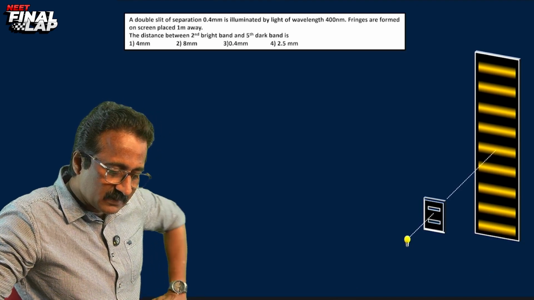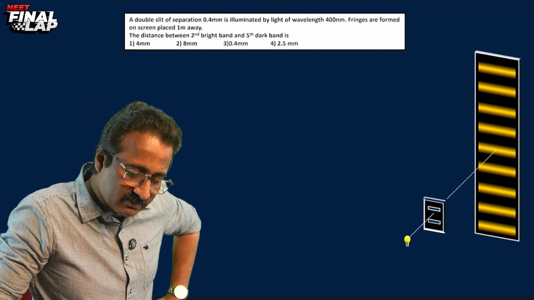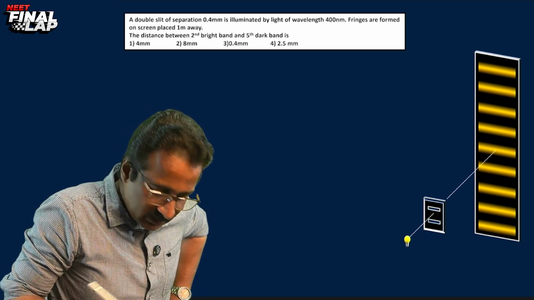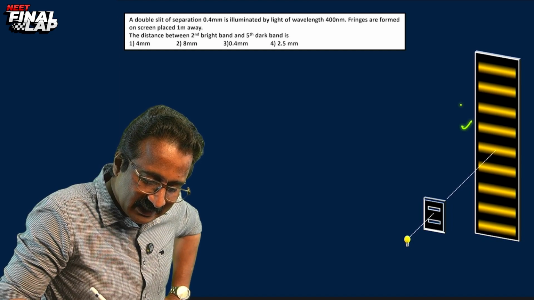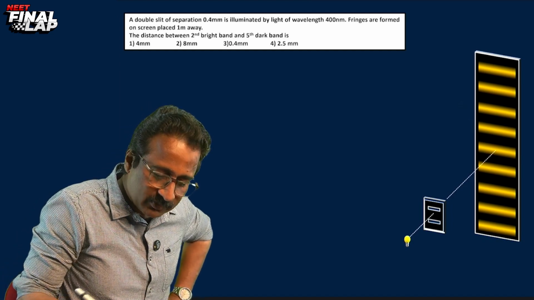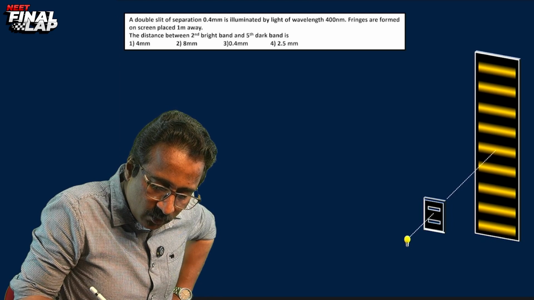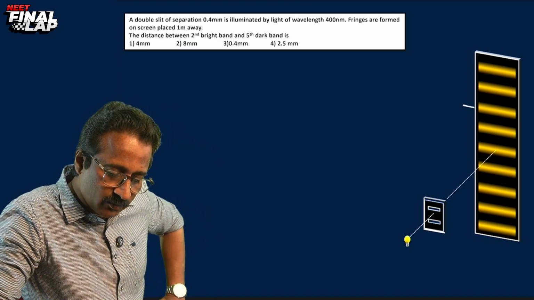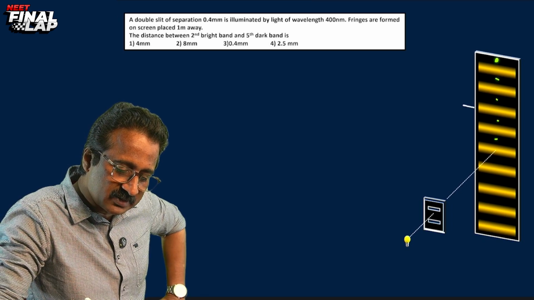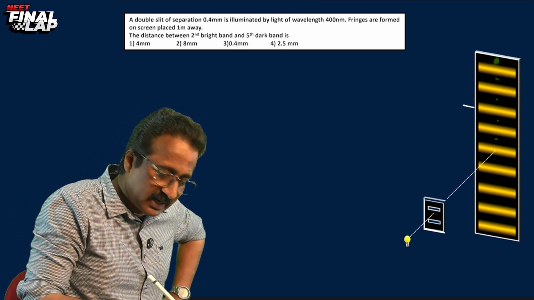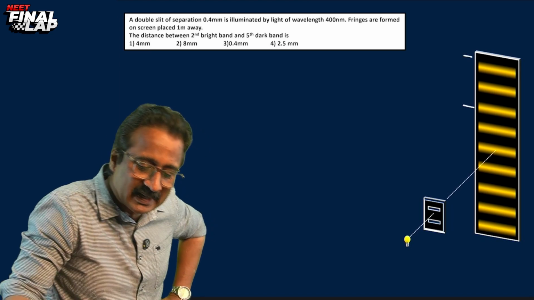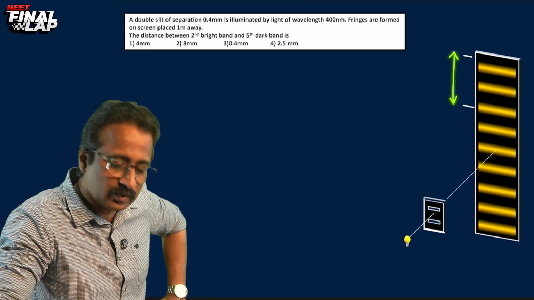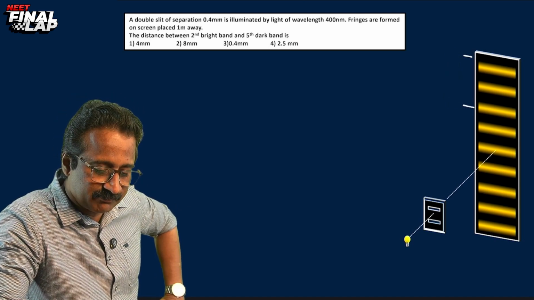First of all, they ask you the distance between the second bright band and the fifth dark band. So let me try to show you the second bright band. This is the first bright band, this is the second bright band. Now let me count the dark bands: 1, 2, 3, 4, and 5. This is the fifth dark band. So they ask you what's the gap between these two bands.